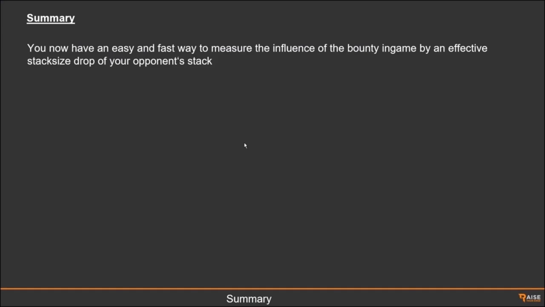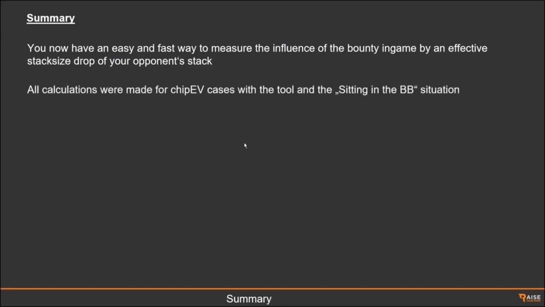And then you just search for the right situation inside of the pop-up, and you know your opponent's effective jam size. So little side note here, all calculations were made for the GPV cases with the tool and the sitting in the big blind situation. So we had to take some reference point, and we took the sitting in the big blind situation as the reference point to calculate all the equities and then the equity drops, and then out of this the effective stack sizes.